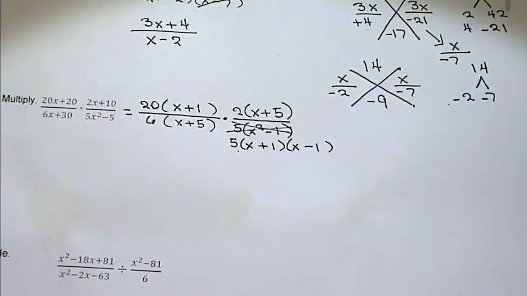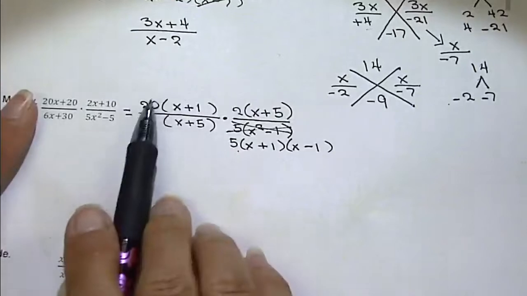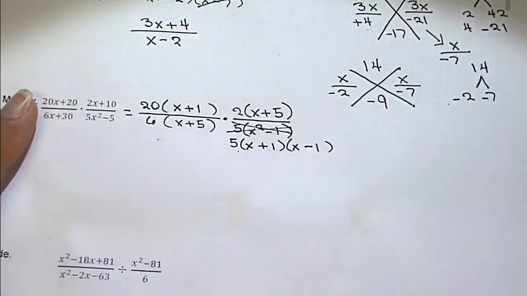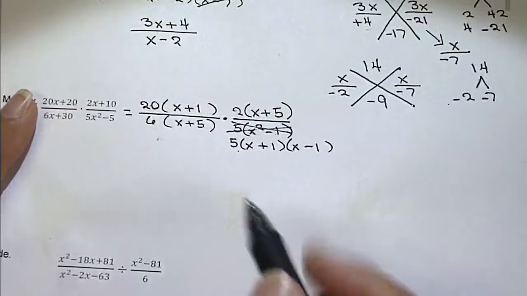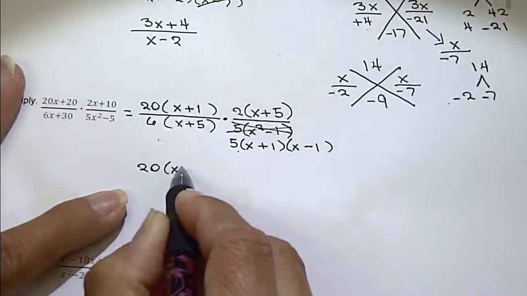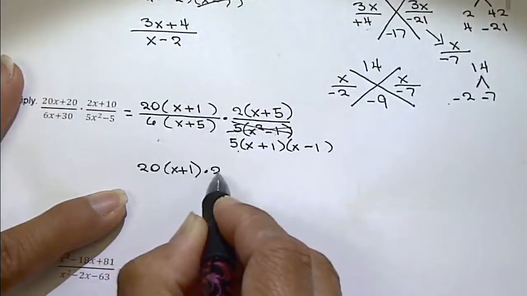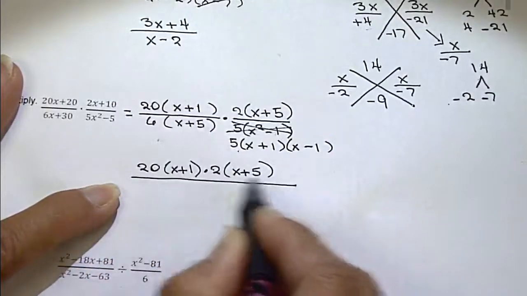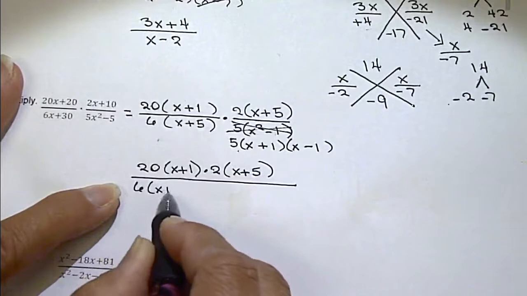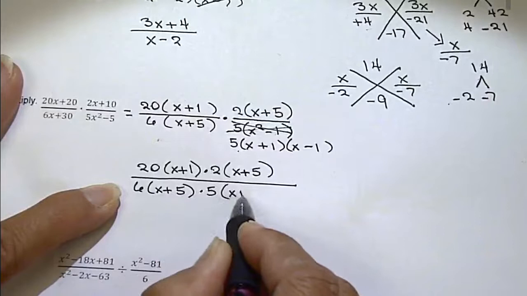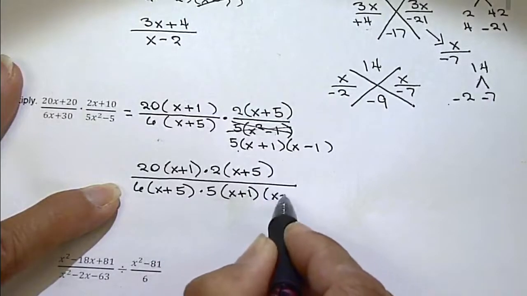Now, you could take the time to rewrite this if you wanted to. These are all multiplied by each other, and these are all multiplied by each other. Anything in the numerator will reduce with anything in the denominator, right? So if you want to, you could say this is really 20 times x plus 1 times 2 times x plus 5, all of it multiplication, right, over 6 times x plus 5 times 5 times x plus 1 times x minus 1.